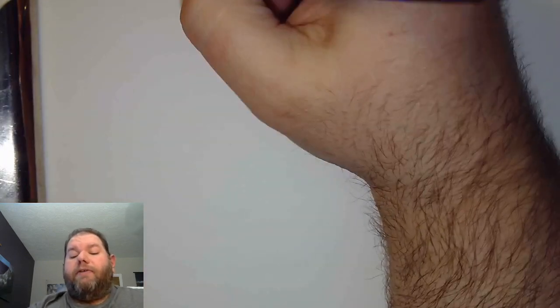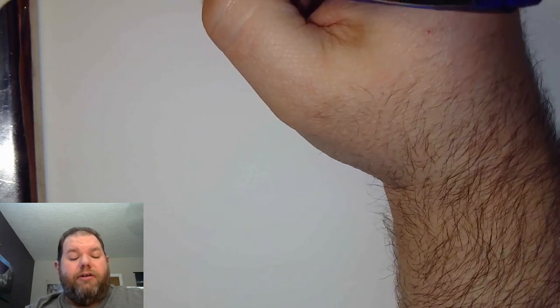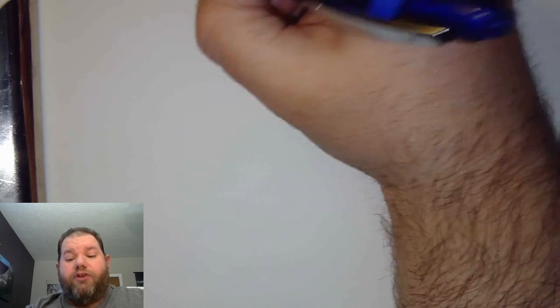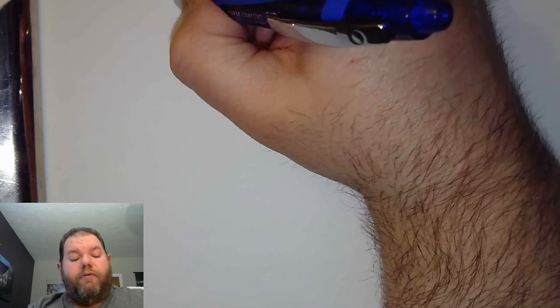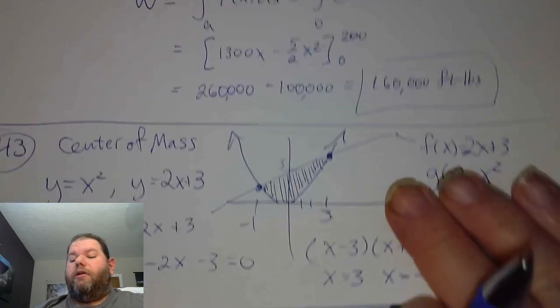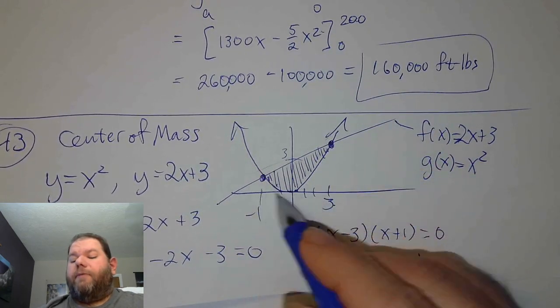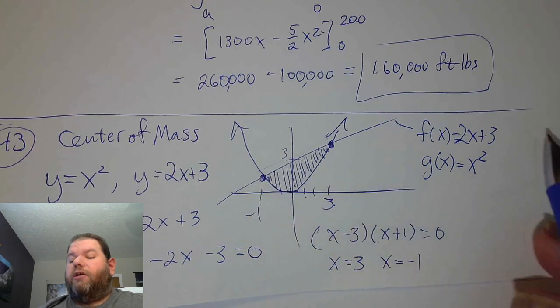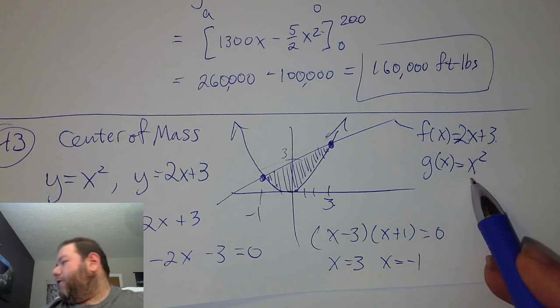Now, for center of mass, there are three things that we have to find. First thing we want is mass, which is just equivalent to the area of the shaded region. So we know the integral is going to be from negative 1 to 3. And we'll just take the top edge minus the bottom edge, f minus g, which is 2x plus 3 minus x squared.